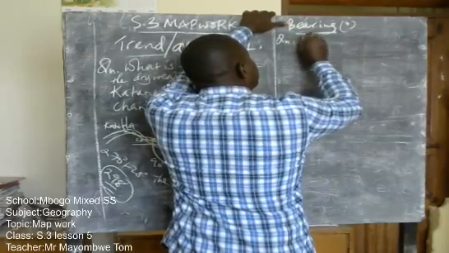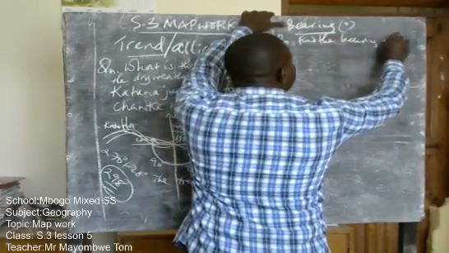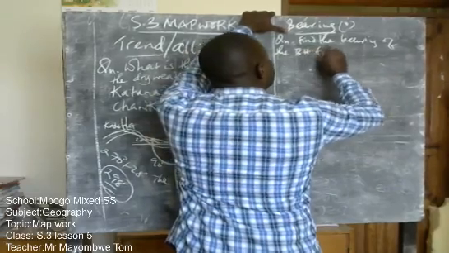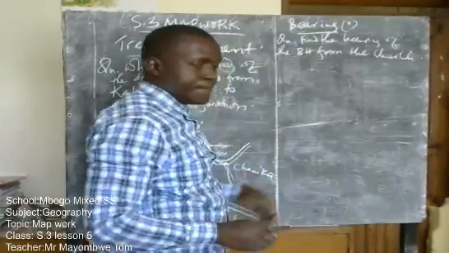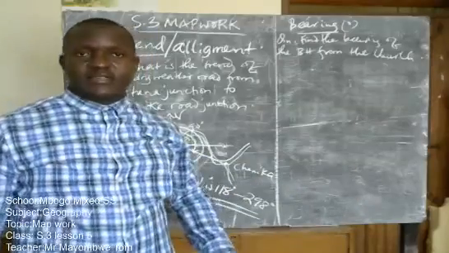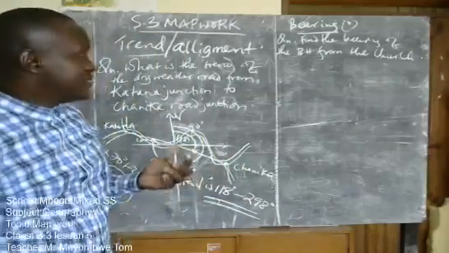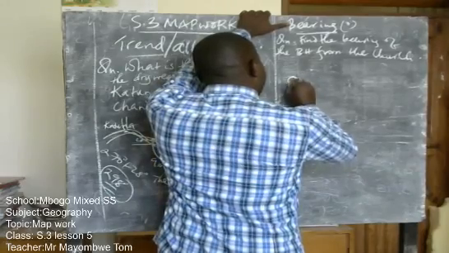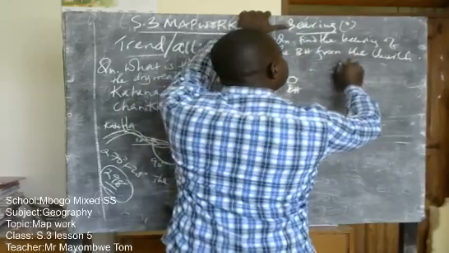Assuming a question is find the bearing of the borehole from the church. In finding the bearing of one place from another, go on the map extract and identify the two places first. Where is the borehole? Where is the church?